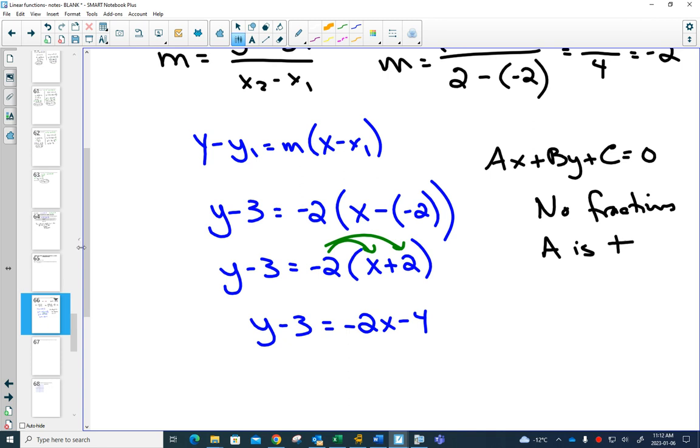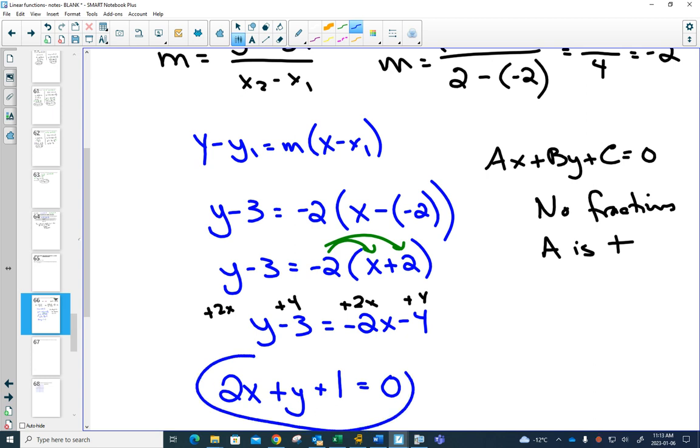The number in front of x isn't positive, so I'm going to move everything to the left-hand side. How do I move it to the left-hand side? I'm going to add 2x to both sides. I'm going to add 4 to both sides. That would leave me with 2x plus y plus 1 and 0 on this side.